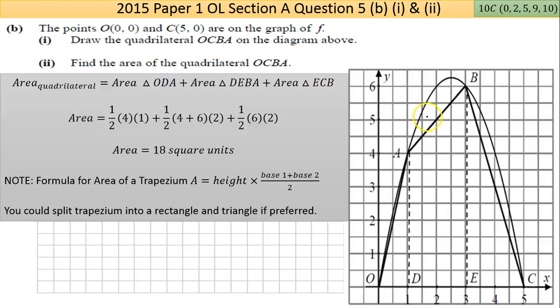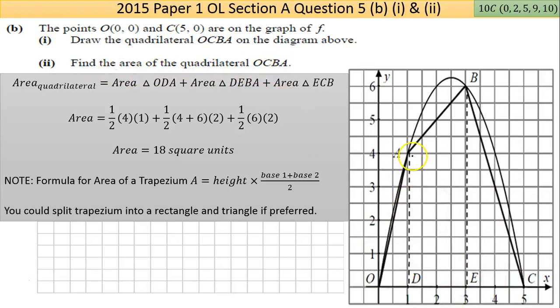Now, I may have done the answer here. I have, okay. So I've drawn it there on the diagram. That's A and B. And there's the origin. And there's my point C, which is 5, 0. So that shape in between, I'm kind of indicating there, that's my quadrilateral. Part 2 then, find the area of the quadrilateral OCBA.